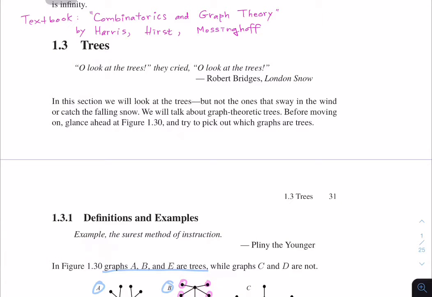Hello, this lecture is based on the textbook Combinatorics and Graph Theory. We are starting section 1.3 on trees. So we'll look at the definition and examples.